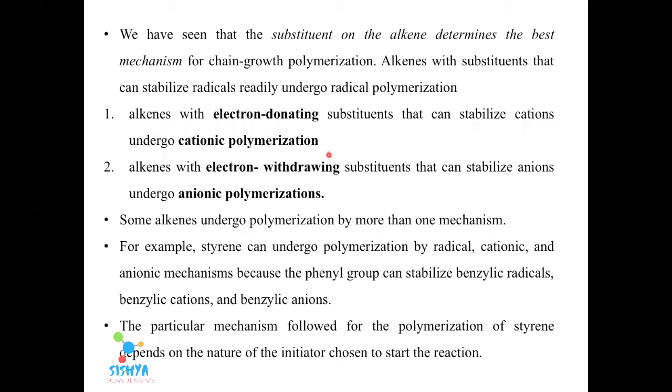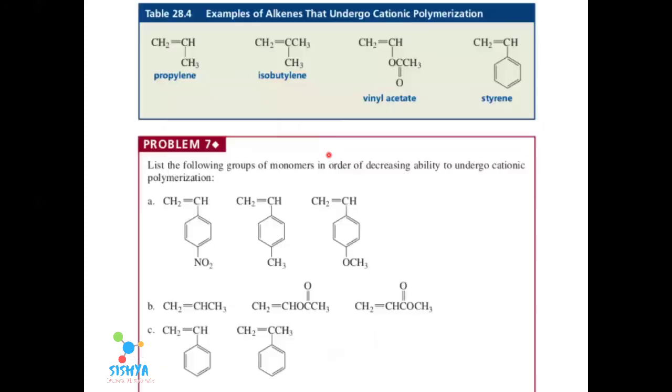Now, when I discussed cationic polymerization and anionic polymerization, we have seen that the substituent on the alkene determines the basic mechanism for chain growth polymerizations. Alkenes with substituents that can stabilize radicals readily undergo radical polymerizations. If an alkene has electron donating groups, it can stabilize the cation and hence it leads to cationic polymerization, and vice versa for anionic polymerization. Let's find out a few examples.